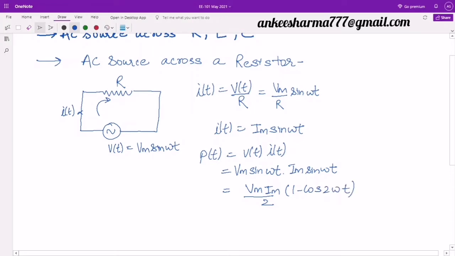So it means across a resistor R, when there is a voltage V of t as Vm sine omega t, I can find I of t as Vm by R sine omega t, where I can write Im is nothing but equal to Vm by R. Right?